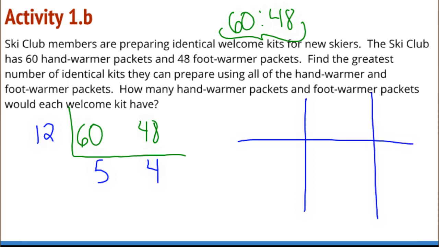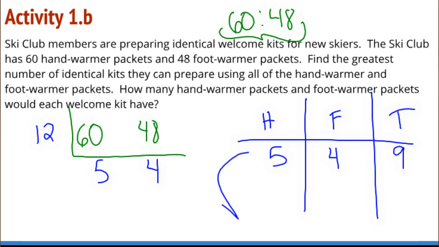So I can see that my ratio value here, if I'm setting this up on a table, I've got 5 of the hand warmers, I've got 4 of the foot warmers. In each packet, I will have a total of 9 items.